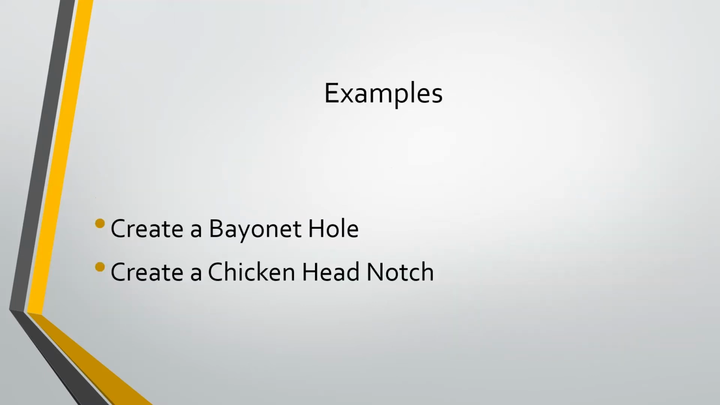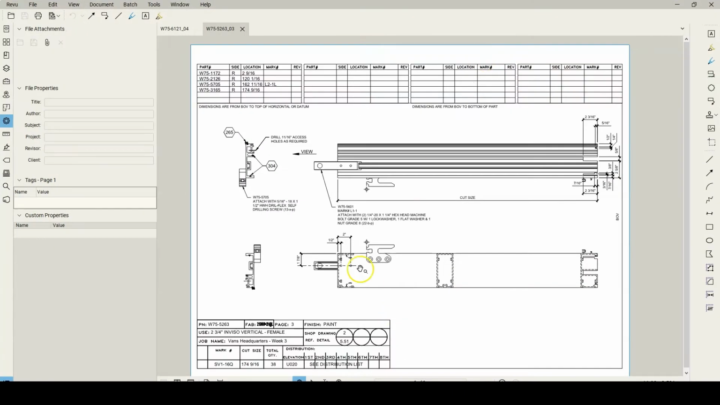I'm going to go over 2 examples. I'm going to create a bayonet hole and I'm going to create a chicken head notch. So let's go over the first example. We are going to be creating these bayonet holes. So let's go down the list.